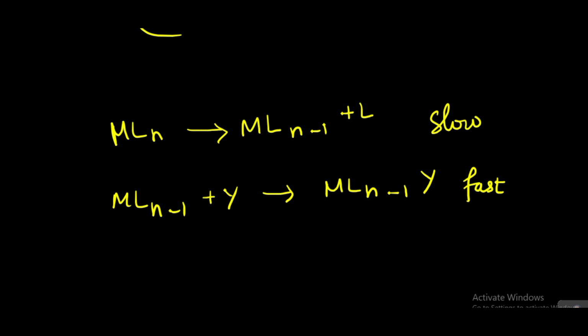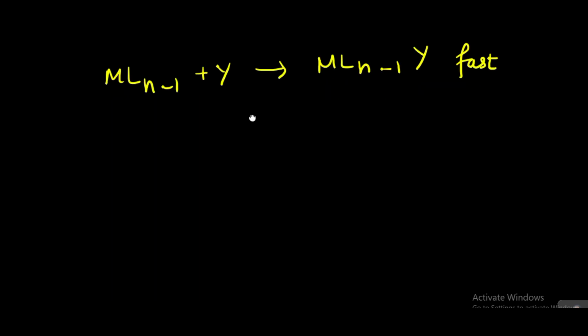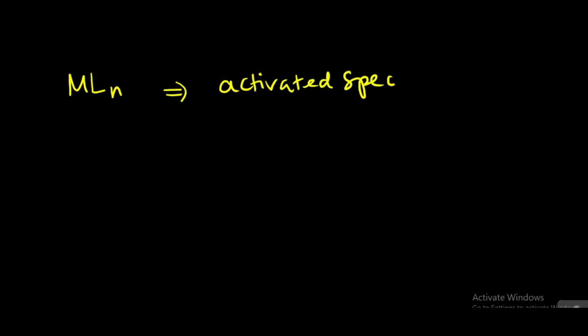So let us discuss the characteristics of this SN1 mechanism. First thing, only one species, that means MLn, is involved in the formation of the activated species. So MLn is involved in the formation of the activated species. This activated species formation step is known as the slow step.